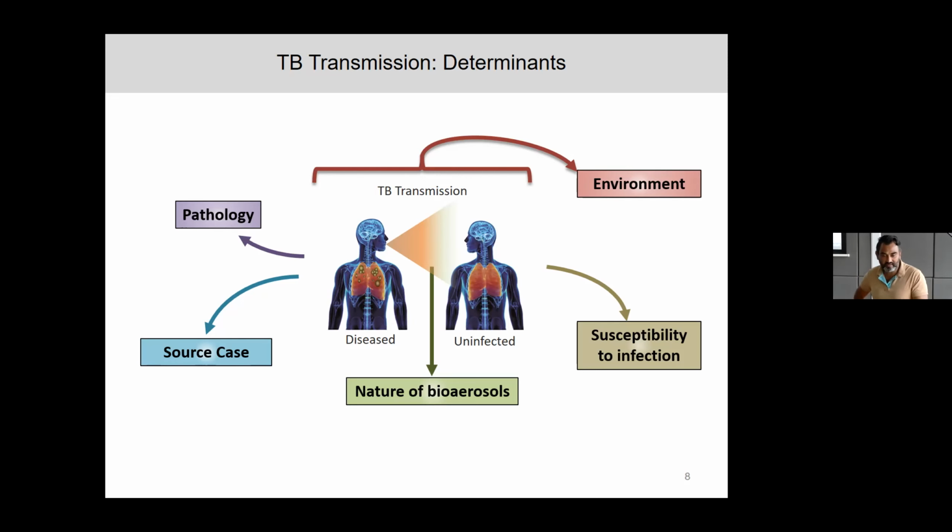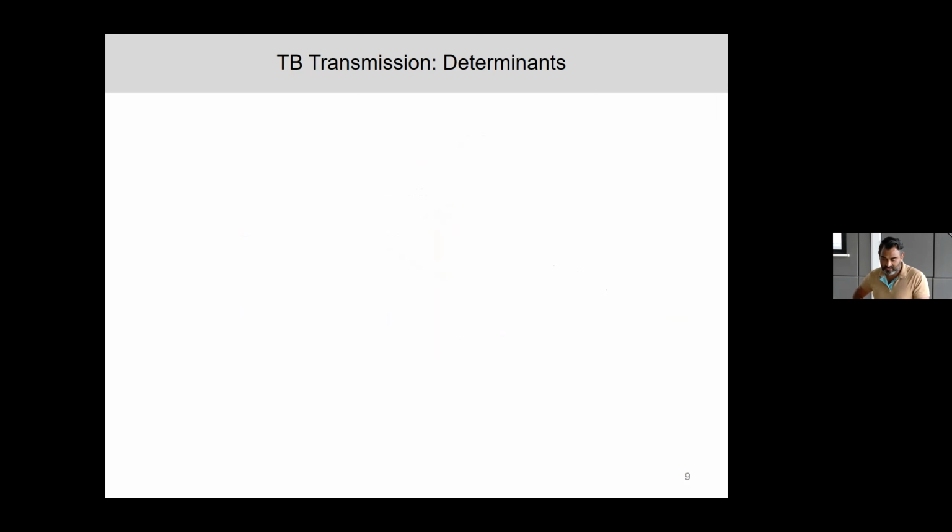But there are 5 main things when we think of disease transmission and trying to model it, and trying to model how diseases spread between people and within society. There are these 5 main things, right? The source case, pathology, environment, susceptibility, and the nature of bio aerosols. And I'm going to very briefly touch on some of these.